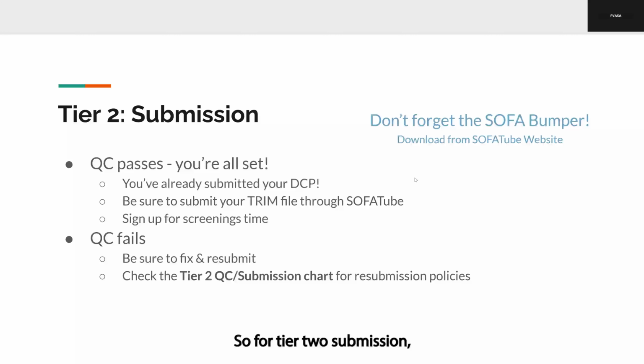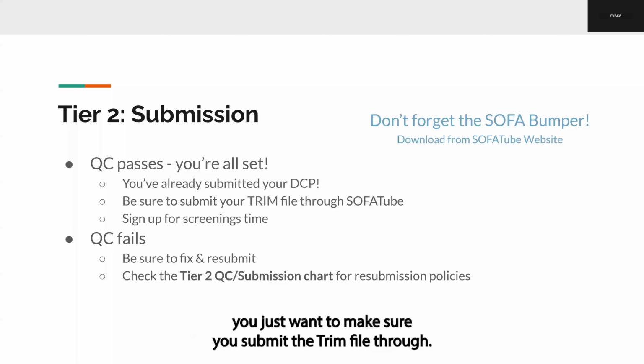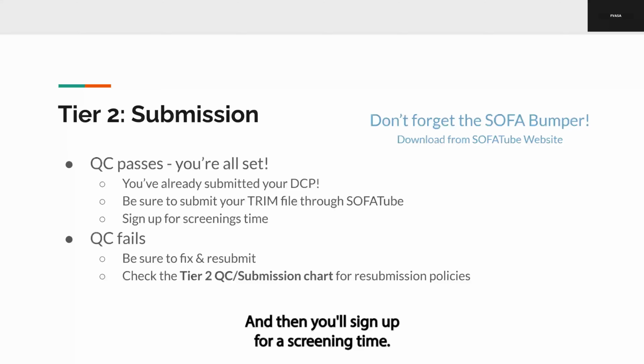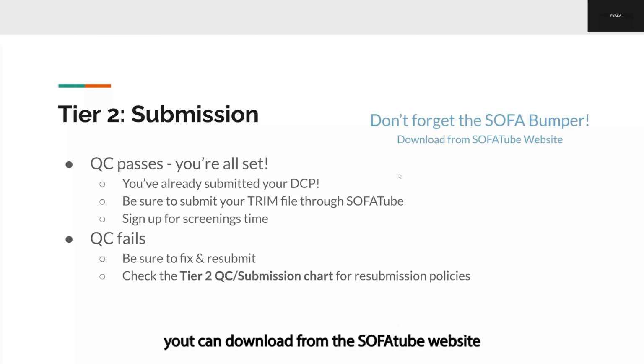So for Tier 2 submission, if the QC passes, like the auto QC, you're all set. You've already submitted your DCP, but you just want to make sure you submit the trim file through SofaTube, so that's what the QC will check for. And then you'll sign up for a screening time. And then if the QC fails, you just have to fix it and resubmit it, but there's a few requirements that we have for the Tier 2 QCs that you may have to follow if you submit at a later date, for example. And then, as always, don't forget the SofaTube bumper. You can download it from the SofaTube website.